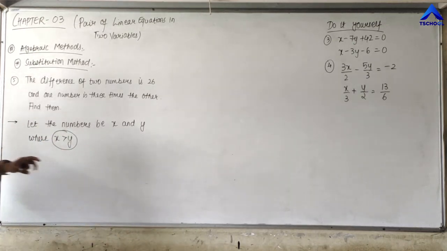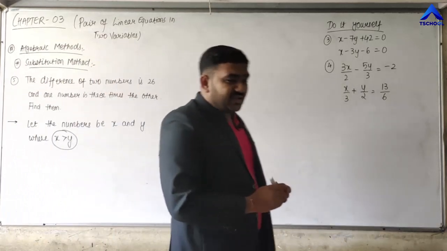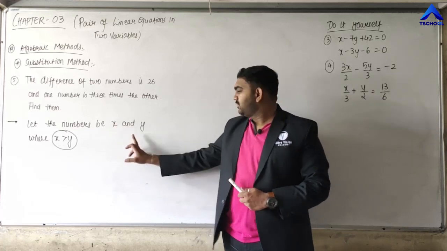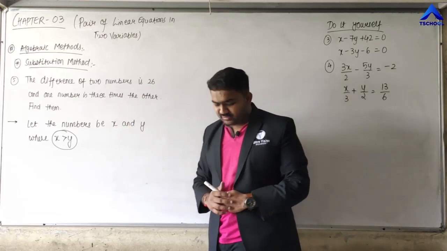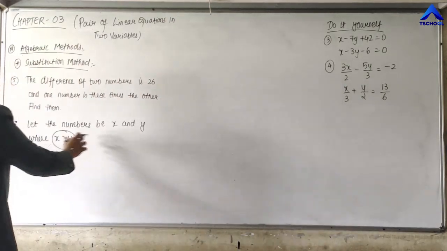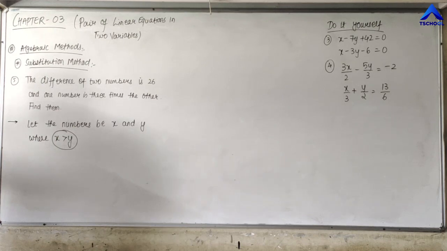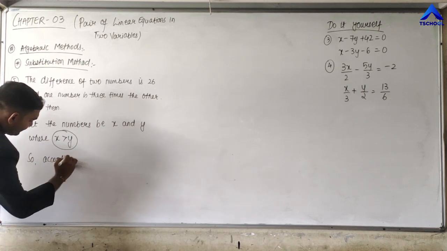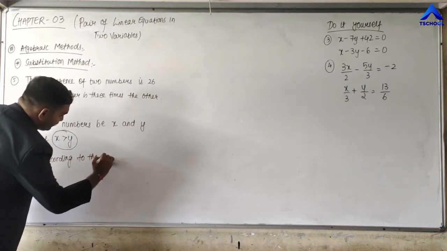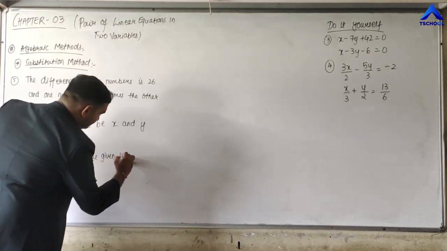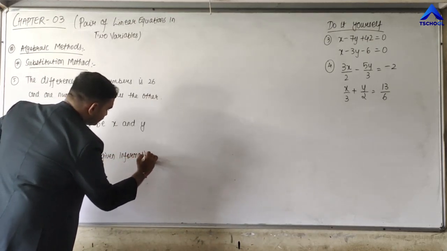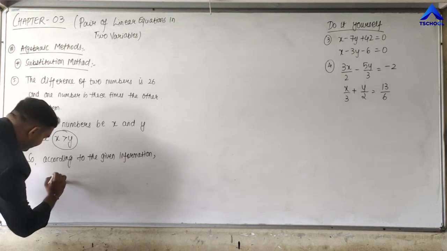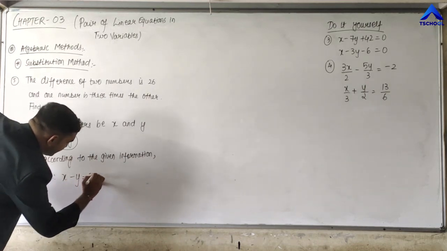X is greater than y, that means the number x that we have assumed here is larger than the number y, right? So this is greater and this one is smaller in comparison to the greater one. Let the numbers be x and y where x is greater than y. Therefore, according to the given information, we can see that the difference of the two numbers is 26. Therefore, x minus y is equal to 26.